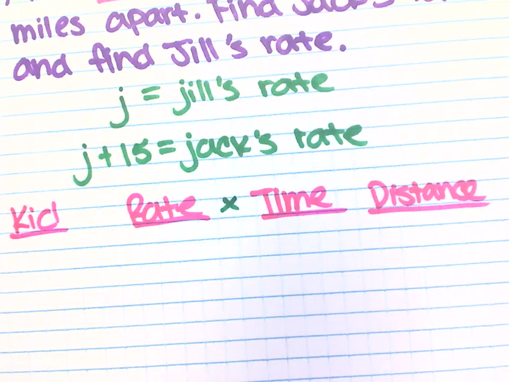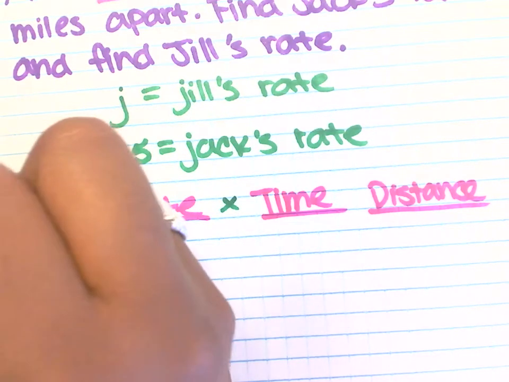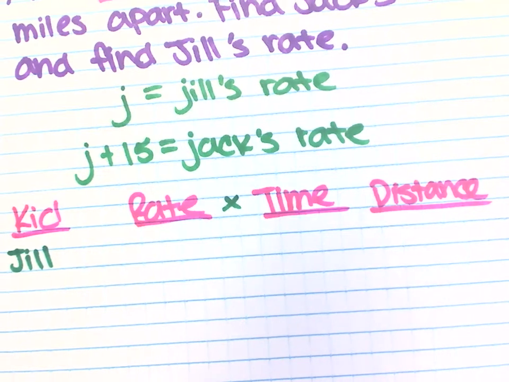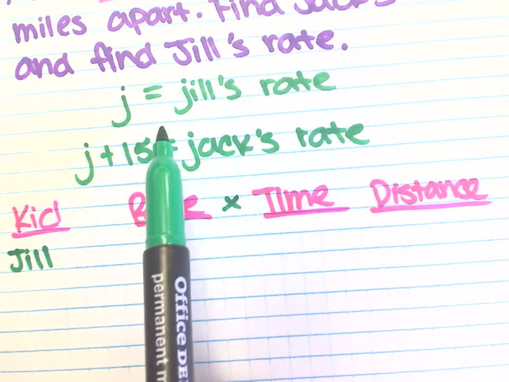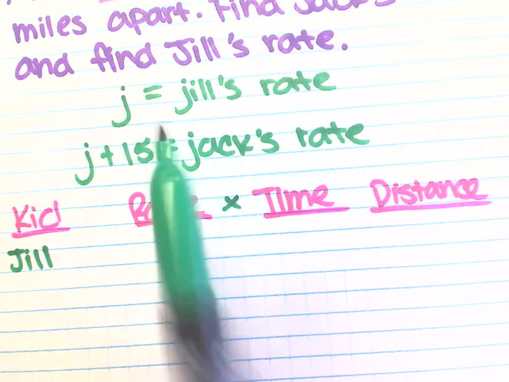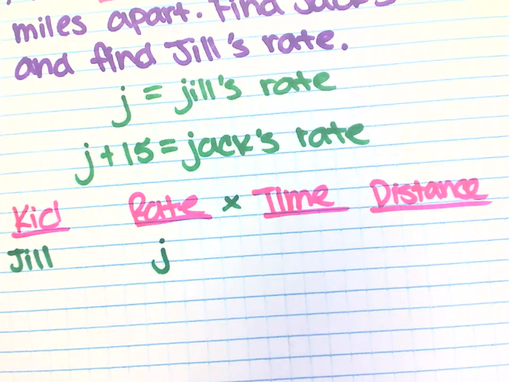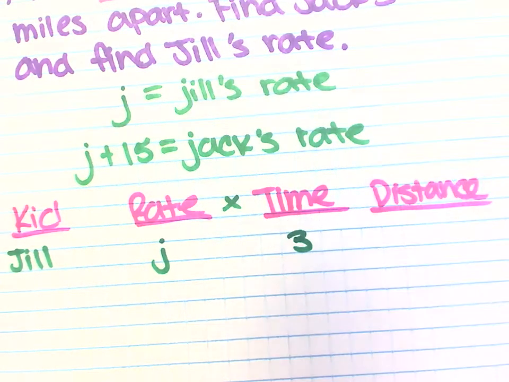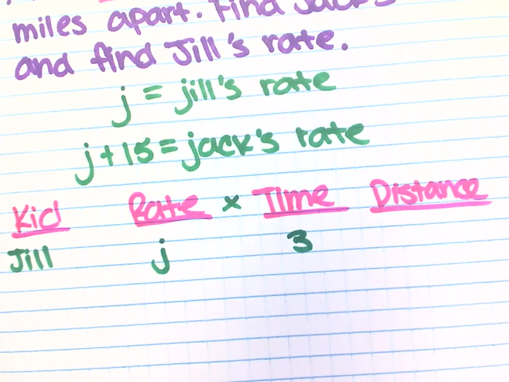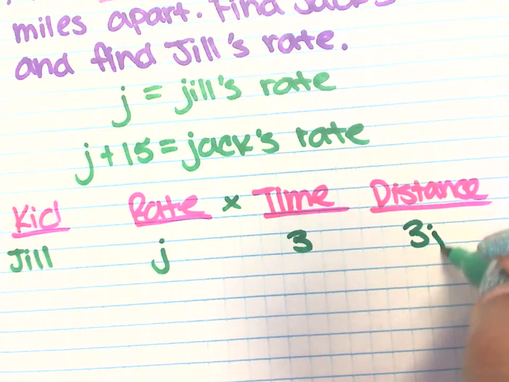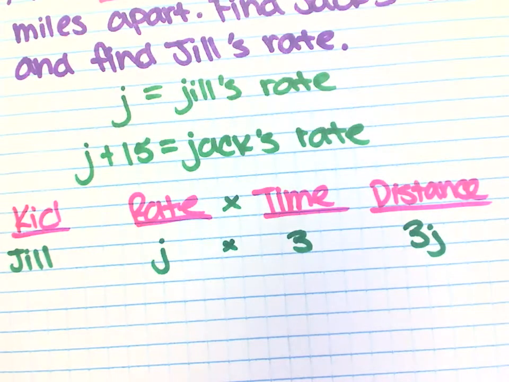All right, so let's take Jill first. Let's analyze Jill. What did we say was her rate? Look at your key. What's Jill's rate? J. So she drives at J. We don't know how fast she drives. Now what's the time that they give us in this problem? 3 hours. Do they both drive 3 hours? Yeah. So you just put 3. They're both driving for 3 hours, in opposite directions. So it's J times 3. 3J. Right, rate times time.